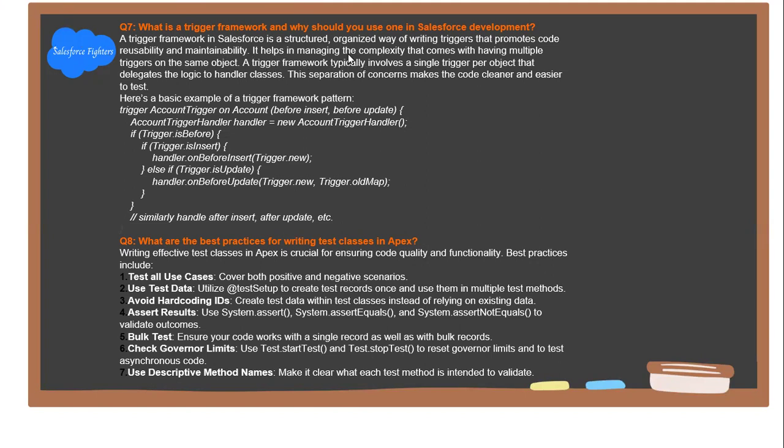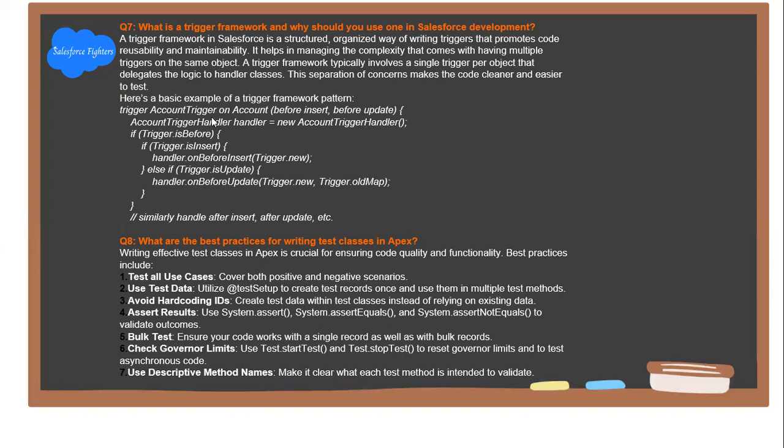It helps manage the complexity that comes with having multiple triggers on the same object. Trigger frameworks typically involve a single trigger per object that delegates the logic to a handler class. This separation of concerns makes the code cleaner and easier to test. Here is a basic example of the trigger pattern.